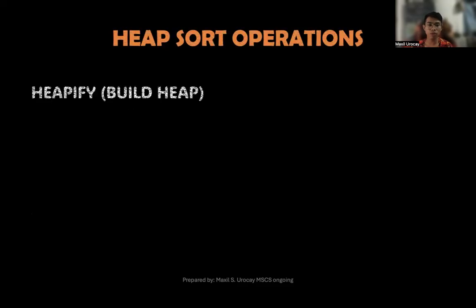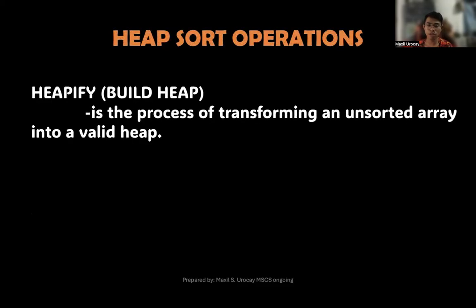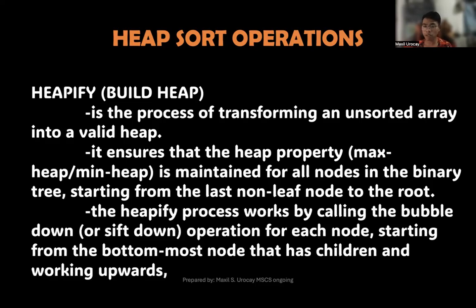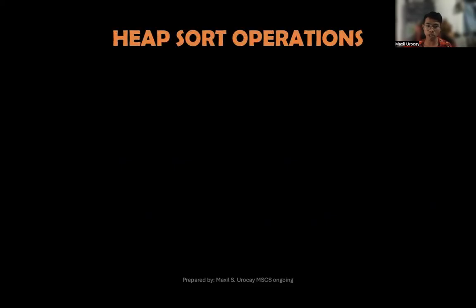So for this one right now, heapify, build heap. It is a process of transforming an uncertain array into a valid heap. I also presented a different video for this, and that ensures that the heap property, max heap or min heap, is maintained for all nodes in the binary tree, starting from the last non-leaf node to the root. So from the last node there will be 1, 2, 3, 4, 5, as I mentioned to you in that video. The heapify process works by calling the bubble down or sift down operation for each node, starting from the bottommost node that has children, working upwards. That's basically presented in the separate video actually.